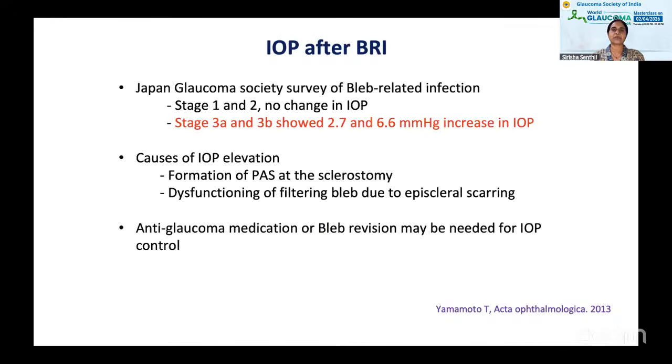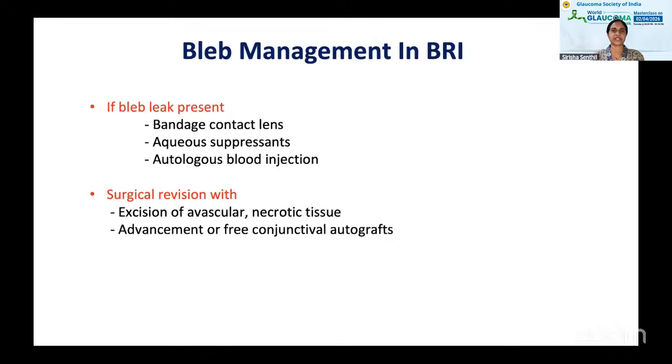We also have to remember that intraocular pressure can vary. Either it can be too low in the presence of a bleb leak, or once the infection resolves, the bleb can scar and the pressures can shoot up really high. So we also have to manage the intraocular pressures if they go up in these patients.